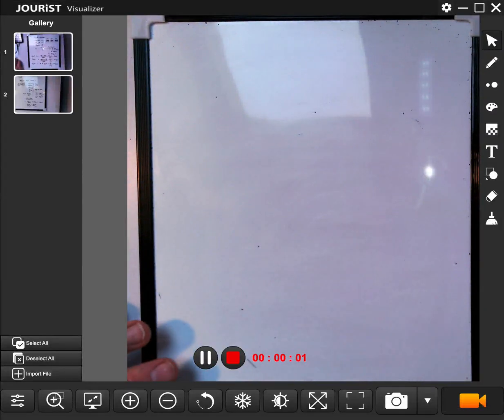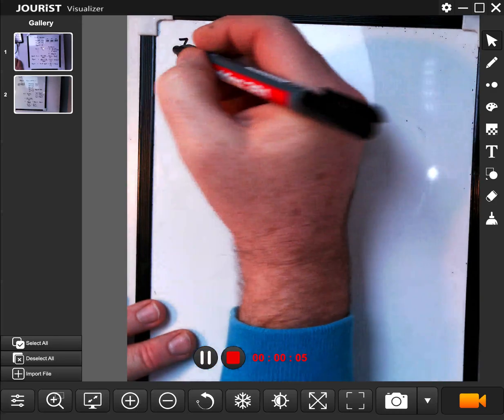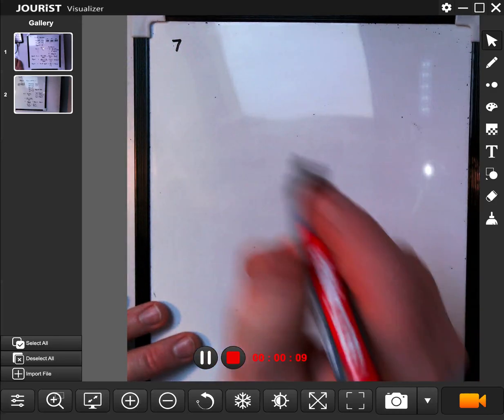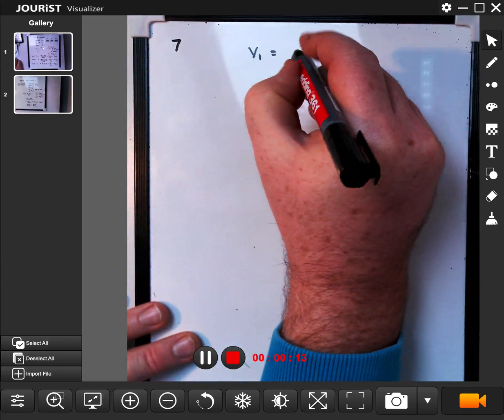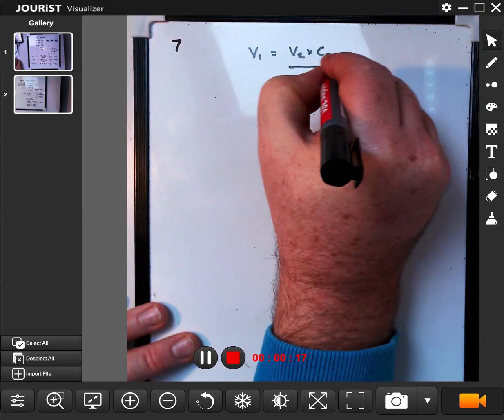So let's take a look at number 7 now. Number 7 is quite a lot like number 6. Just going to use the same way of working. So, as always, I'm just going to put down my wee equation here, V1 equals V2 times C2 over C1.